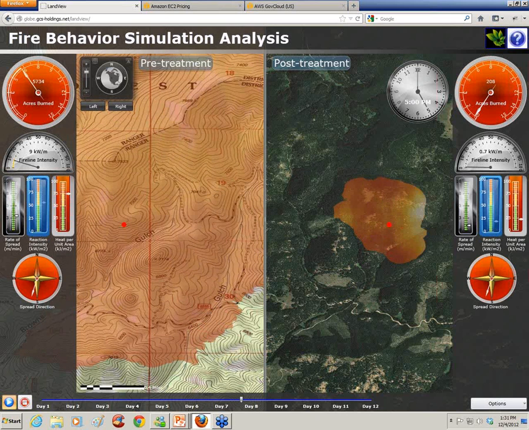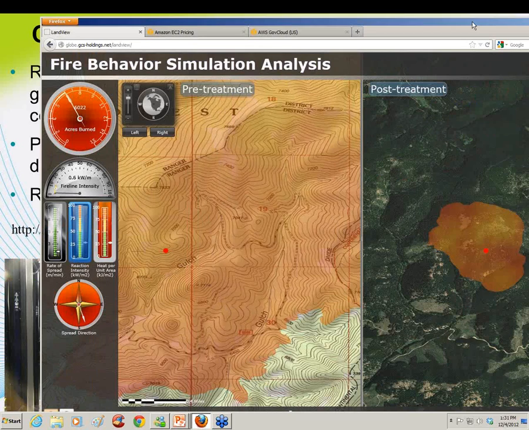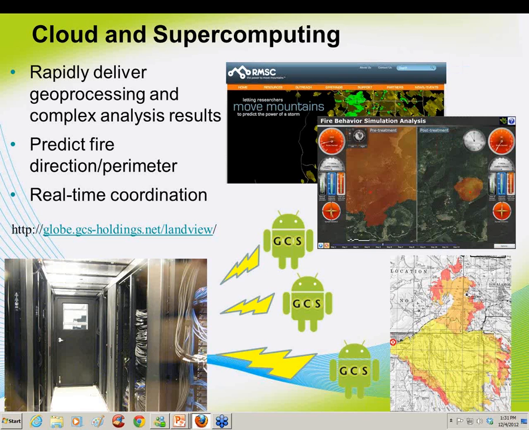Again, this whole thing is known as LandView, and we put it all together in about 3.5 weeks, once the general concept was there and the funding was there. Again, just to give you some ideas of things that can occur.